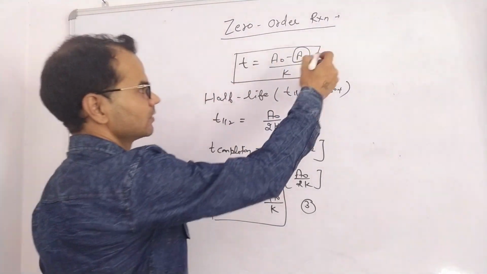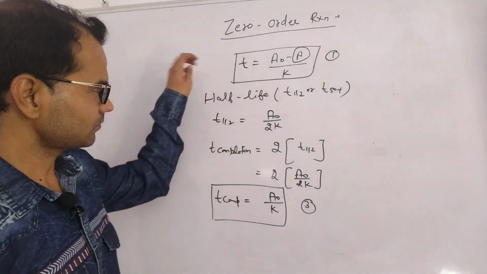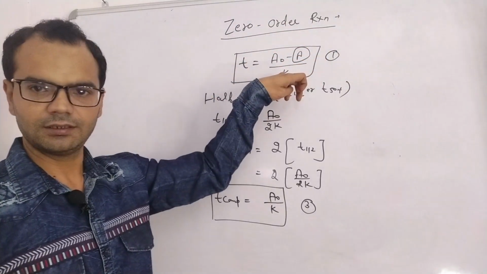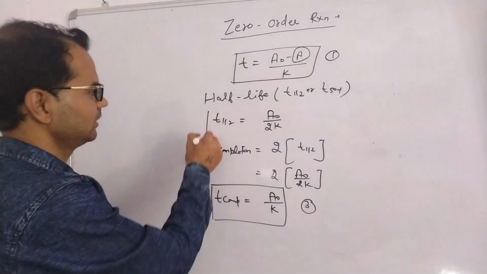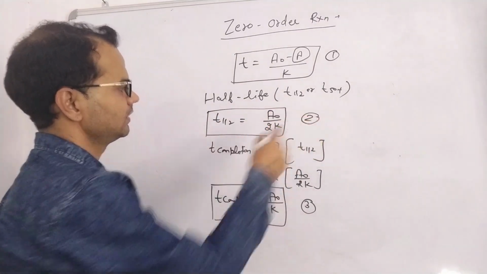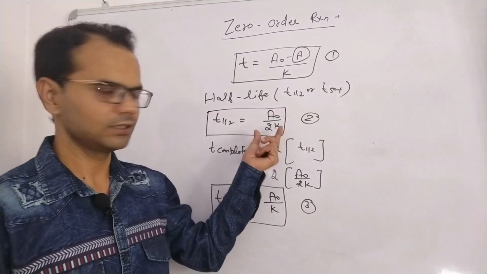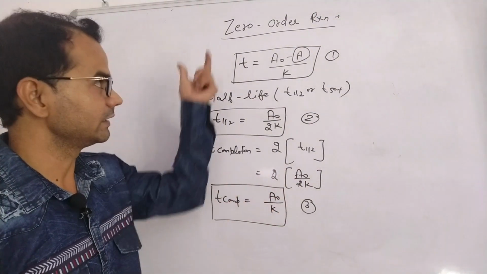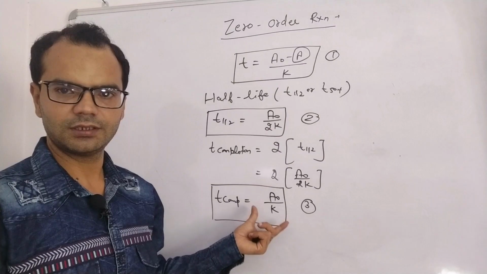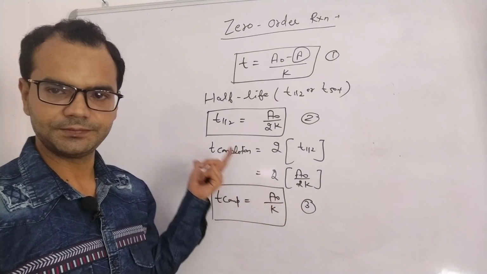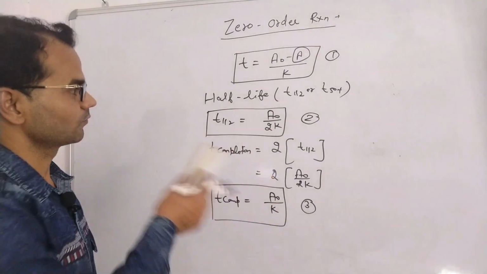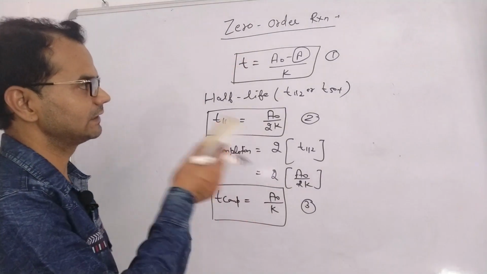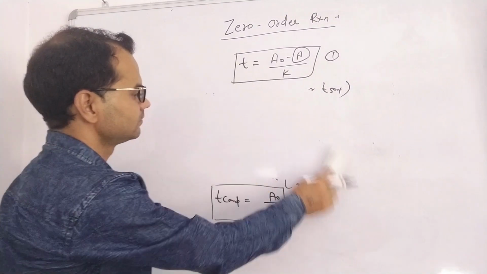Easy. First conclusion is to find the time period of a zero order reaction, A naught minus A by k. Second conclusion is T half is A naught by 2K, and T completion is A naught by K, when 100% of the zero order reaction completes. Easy. Next, we can use its alternate form also. That is very simple for a numerical.